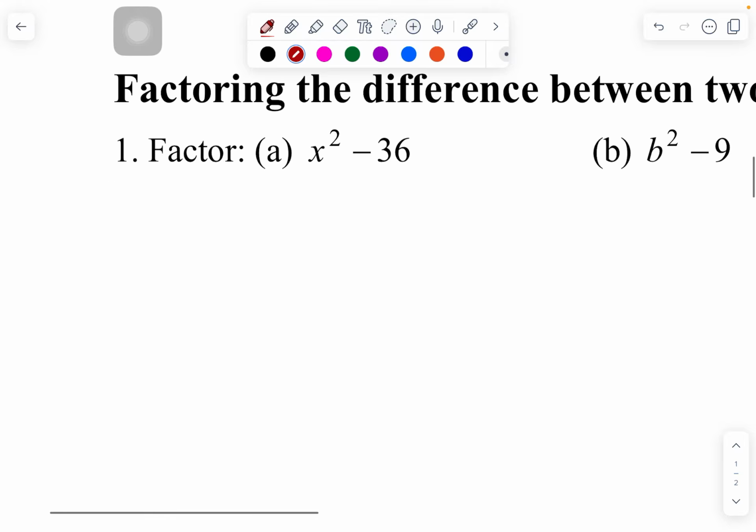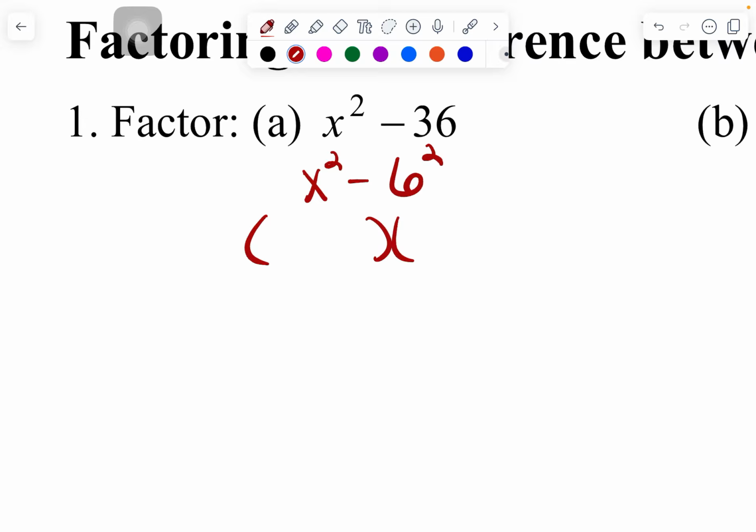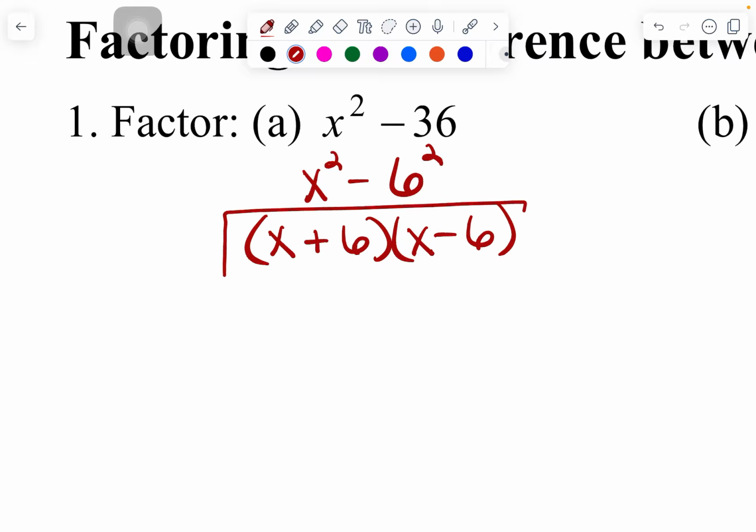So if we take a look at question number 1 here, if I want to rewrite to show you the difference of perfect squares part, well, x squared is already something squared. If I try to write 36 as something squared, 6 squared is 36. So to break this up into two factors, we're going to split the x squared, split the 6 squared, make one positive, make one negative. And folks, you've just factored the difference of perfect squares.